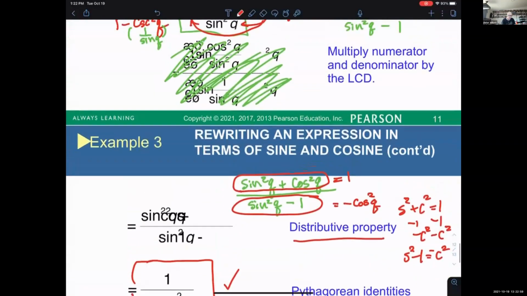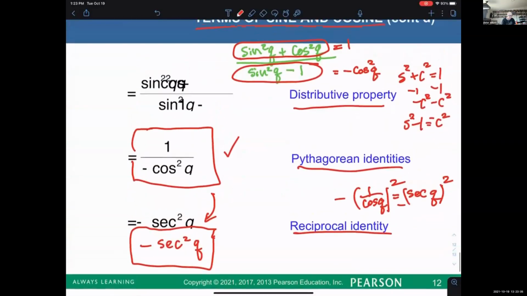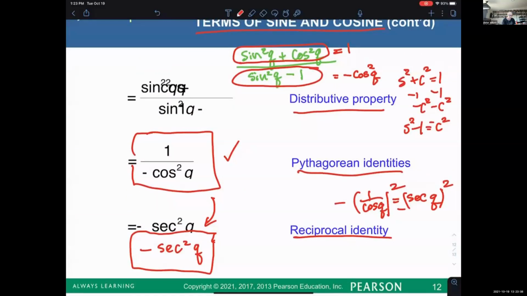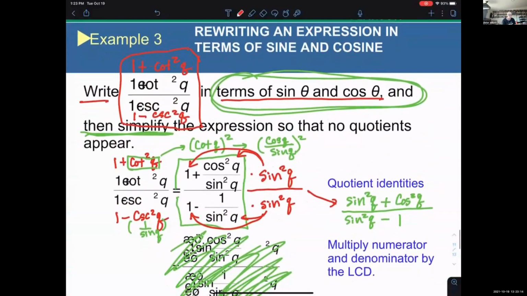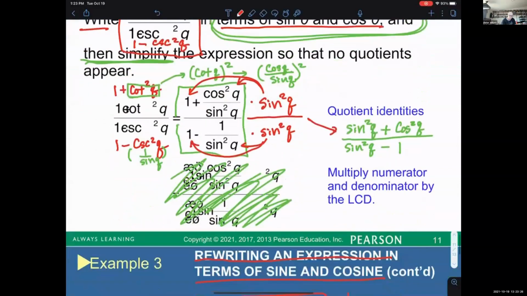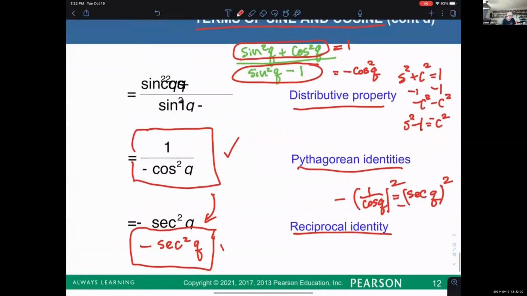Now, it started by saying rewriting in terms of sine and cosine, but that's not where they finished. So why didn't they leave it in terms of cosine? They could have left it in terms of cosine instead of converting to secant. What they're trying to show here is that one of the ways to simplify an expression is to convert everything in terms of sines and cosines and then algebraically see how it simplifies so that you can get the simplest possible answer in the end.